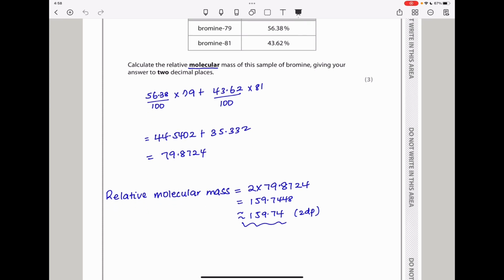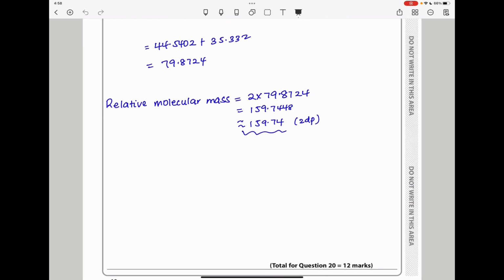79.8724. Now remember, this is just for one specific thing, but they told us to calculate the relative molecular mass of this sample of bromine, giving your answer to 2 decimal places. So this is if it was just one bromine atom. Remember, in a molecule, there are going to be 2 bromine atoms. So you multiply that times 2, and then you round off to the 2 decimal places they have required. So finally, I got 159.74 to 2 decimal places as my answer for this. So this brings us to the end of question 20. Let's continue to question 21.